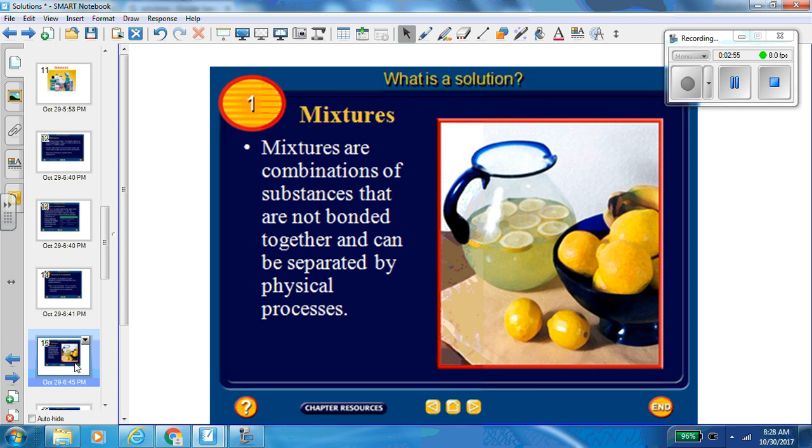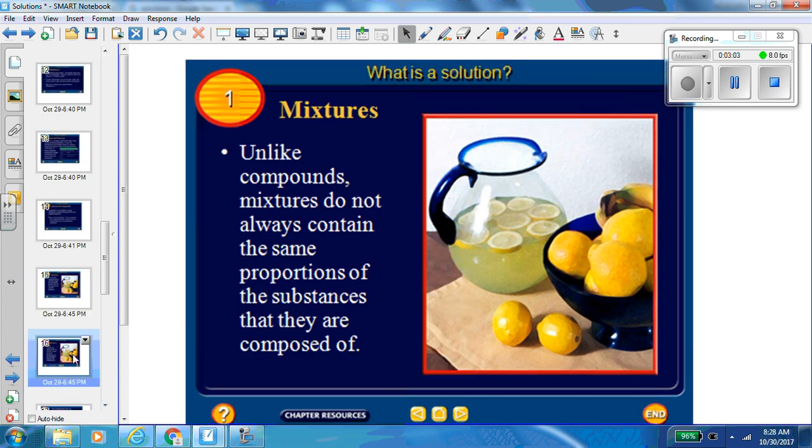Mixtures, for example, are not bonded together chemically, so they can be easily separated by using some type of physical process. Now, unlike compounds, mixtures do not always contain the same proportions of the substances that they are composed of. So remember we said that a compound has the same composition throughout, as well as an element. That means they are composed of the same thing. Mixtures are not. Mixtures are a combination of different substances that come together, but they don't bond.